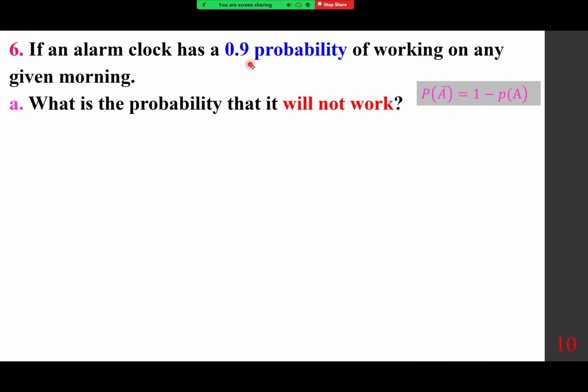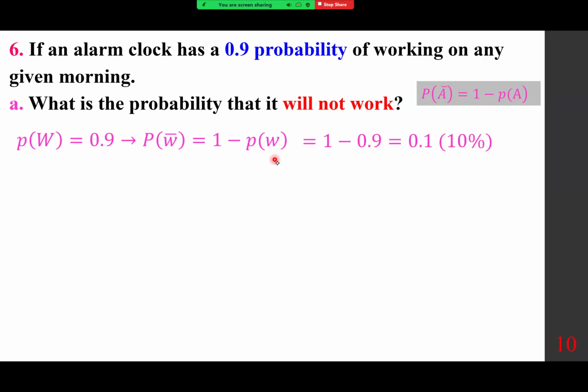If an alarm clock has a 0.9 or 90% probability of working on any given morning, what is the probability that it will not work? And by the way, this is the concept of quality control. And 0.9 is actually pretty bad, probability of 90% for an alarm clock to work, but in case. So complementary event says 1 minus that. So probability of working, let's say W for working is 0.9. Probability of W naught, the complement. This is A naught or A complement. It's 1 minus P of A. That's how you read it. 1 minus probability of working, which is 10% or 0.1.